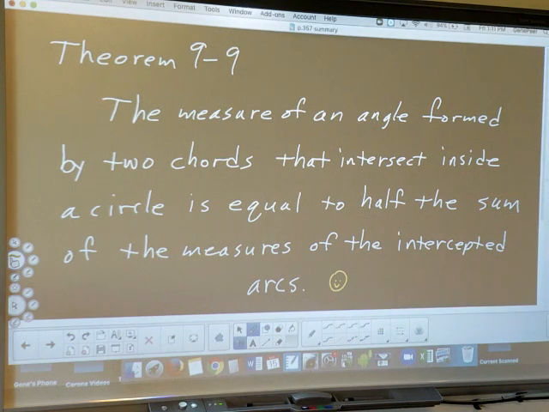It says, the measure of an angle formed by two chords that intersect inside a circle is equal to half the sum of the measures of the intersected arcs. Yes, it's a lot of words, but you are mature enough to handle it. All right, let's see what it does say.